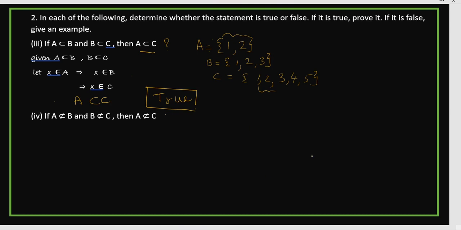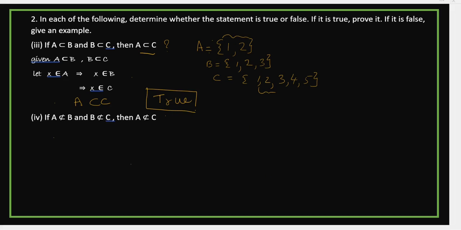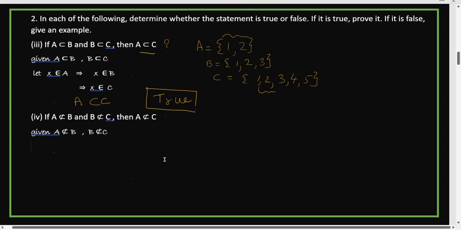We'll move to the next one. Next we'll see the fourth one. If A is not a subset of B and B is not a subset of C, then A is not a subset of C. This is what the statement says. We have to either prove it or disprove it. Given is A is not a subset of B and B is not a subset of C. Let us take some examples. Let A is equal to {1, 2}. B has elements 0, 1, 4, 8. C is {0, 1, 2, 9}.